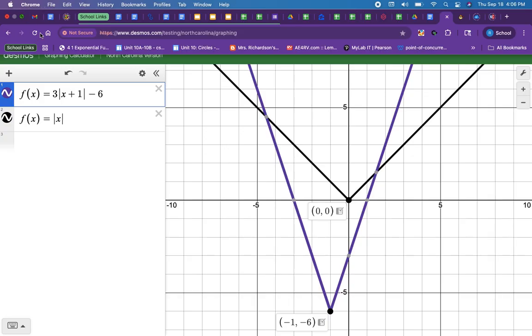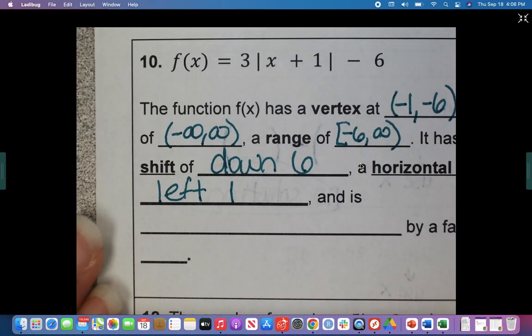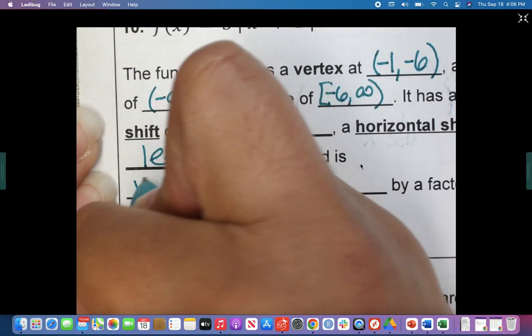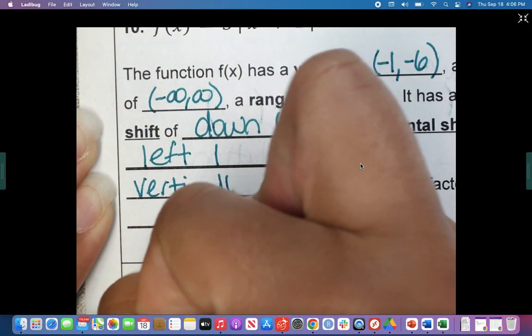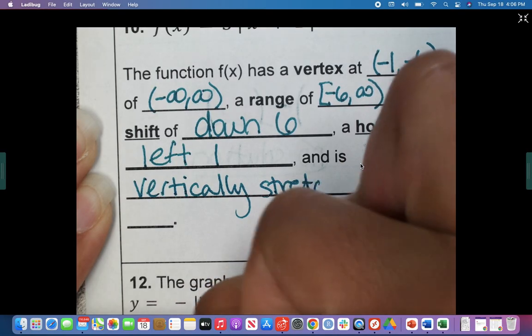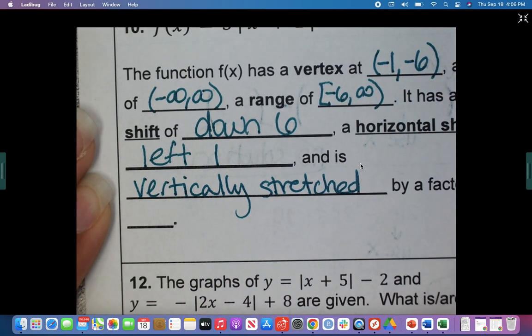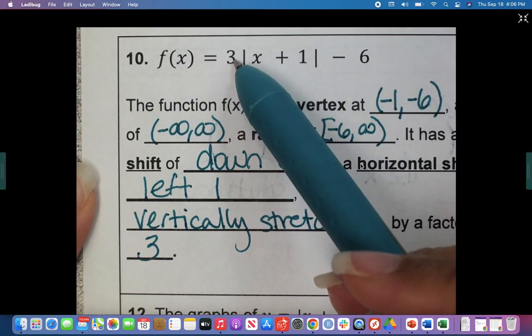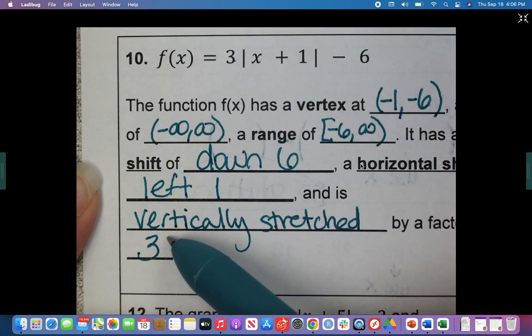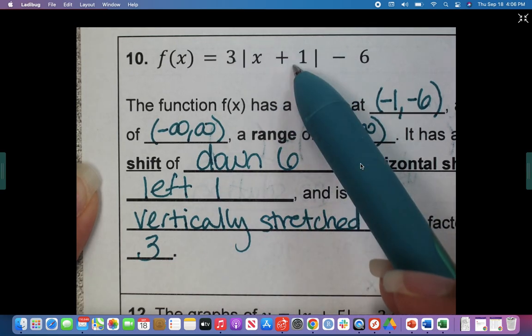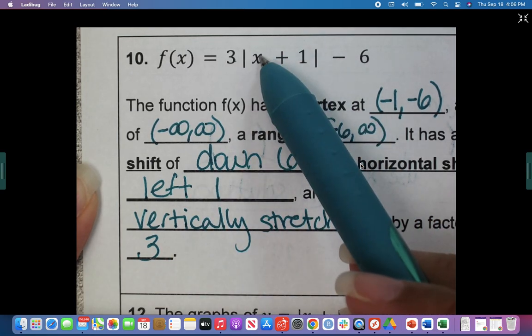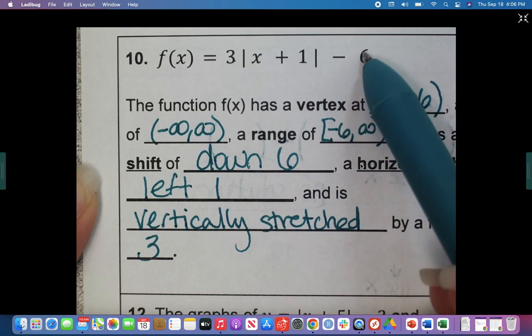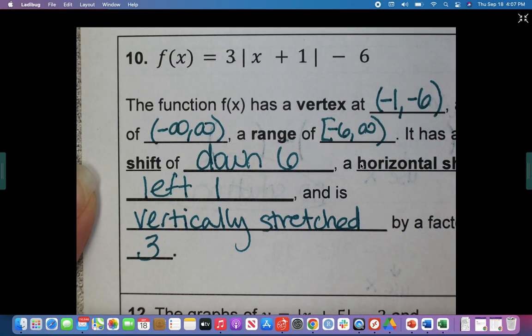That last little bit for that fill in the blank is, and is vertically stretched by a factor of 3. That comes from the front number right here. The front number is bigger than 1, so that's your vertical stretch. Plus 1 inside, that's the left one. Remember, it's grouped with x, so it's the opposite. Down 6 is the minus 6 on the end. All right, so again, review for your transformations. You will have a question like that on the test.